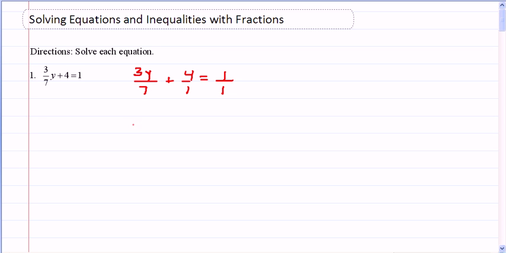And when you have an equation or an inequality with fractions, the best thing to do is to find a least common denominator. So with denominators of 7 and 1, I'm going to list multiples of 7, and I don't have to go very far here. I'm just going to list the first three, 7, 14, and 21. And then when I list the multiples of 1, the smallest number that the two lists have in common is 7.